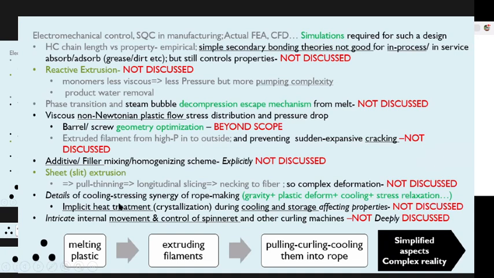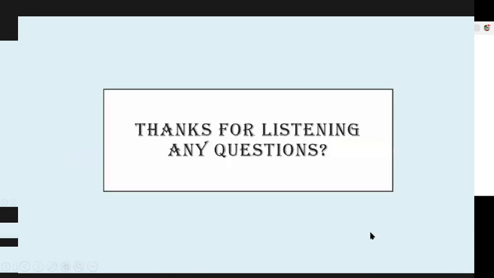And finally, the cooling and stressing synergy during rope making. There are various sources of stresses, as well as implicit heat treatment during cooling and storage, that have not been discussed here. And also the intricate internal movement and how to control the spinneret and other machines have not been deeply discussed as well. So the overall fiber or rope making process is actually a simplified aspect of a complex reality. So that's all, and thanks for listening. Any questions?